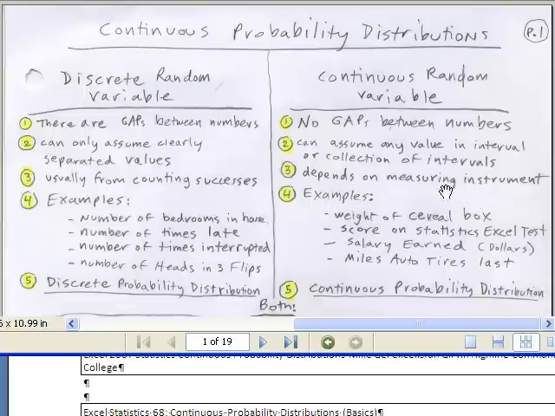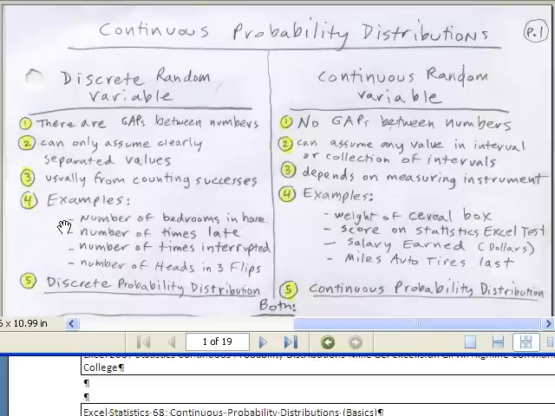Discrete is usually from counting successes. Continuous depends on the measuring instrument, right? We could be weighing a cereal box at a manufacturing plant, so depending on the instrument, we get 12 ounces, 12.1, 12.001, etc. Scores on a statistics Excel test could be 1, 2, 3, but it's not. In my class, you can get 6.934892 for a score on a particular problem. Salary earned, even though dollars seems like a discrete random variable, is pennies 1, 2, 3. It's not, and we could have fractions of pennies when doing calculations. Miles an auto tire lasts is another example.